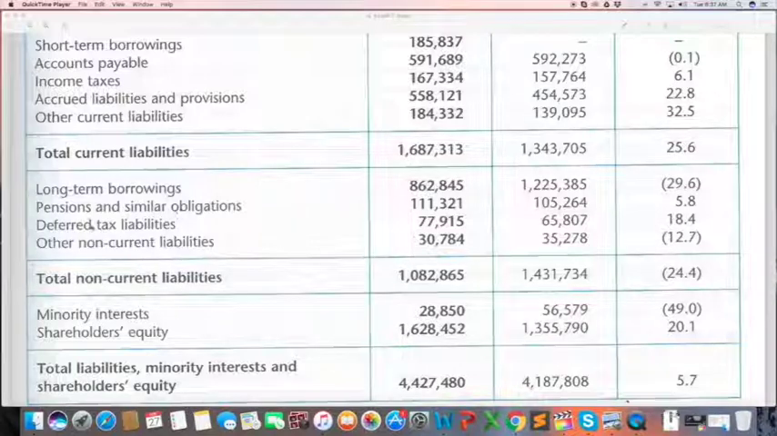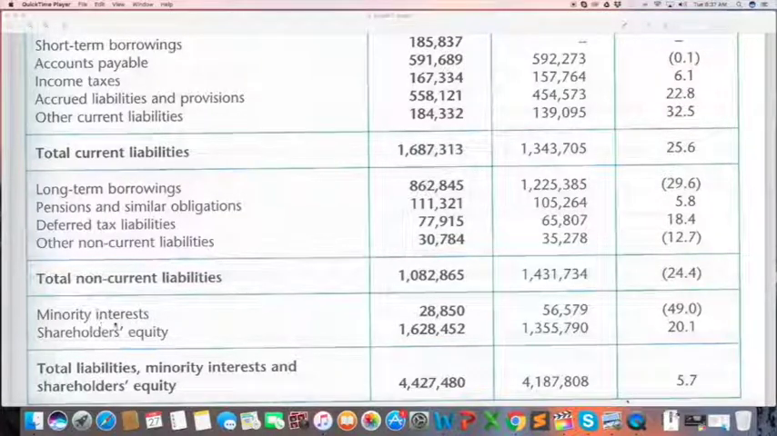A long-term liability. Deferred tax liabilities, impostos diferidos, other non-current liabilities, então outros passivos não circulantes. And then we have the total non-current liabilities.